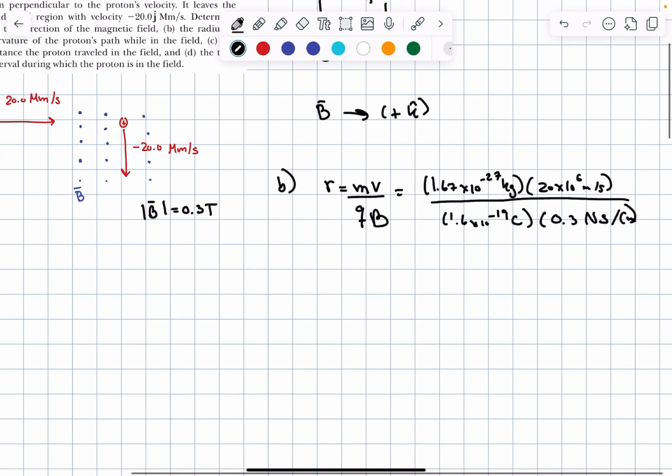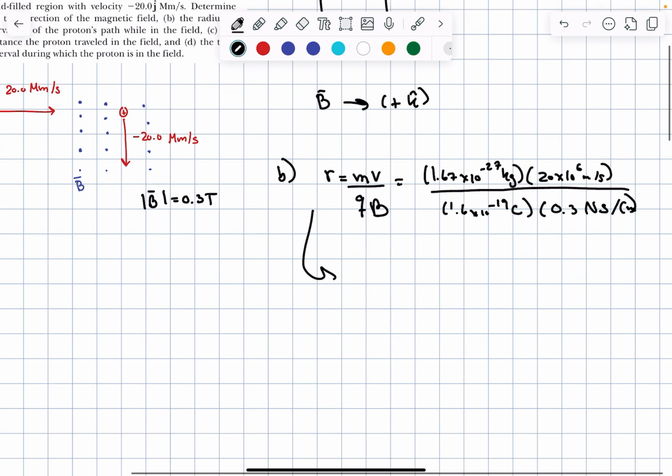If you again put everything into SI units, it's all going to cancel out, and we are going to be left with R equal to 0.696 meters. So this is the radius of curvature.